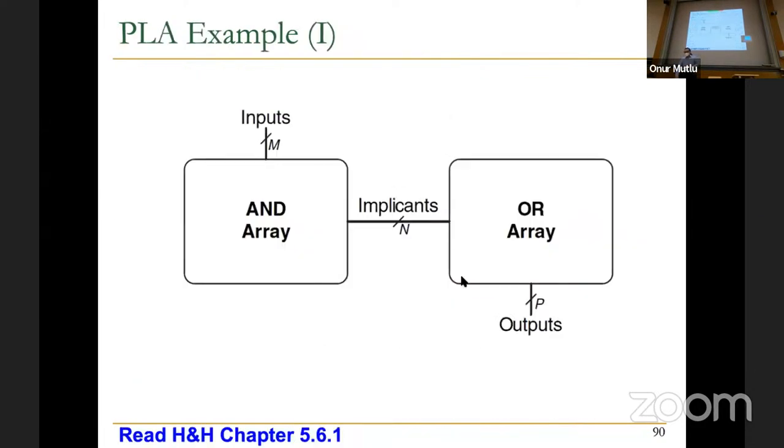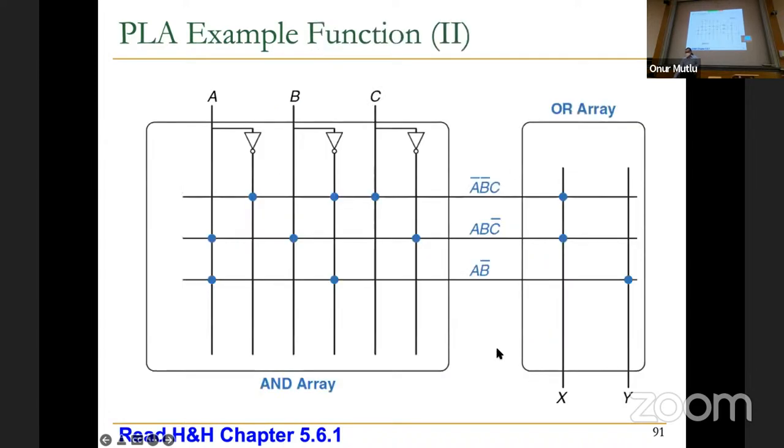Now let's take a look at PLAs at an abstract level. You basically have inputs and an AND array, implicants, that's after the decoder, and an OR array to get the outputs. Now let's take a look at how you do the connections. This is one example PLA function. Again, for more detail, definitely read Harris and Harris, this chapter. But this essentially implements this function.